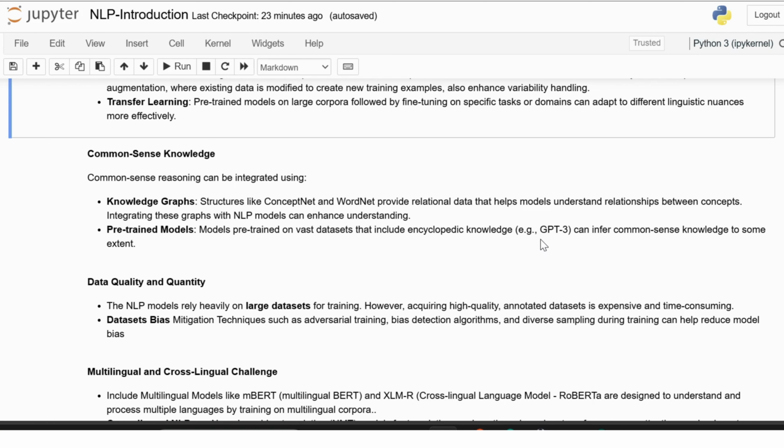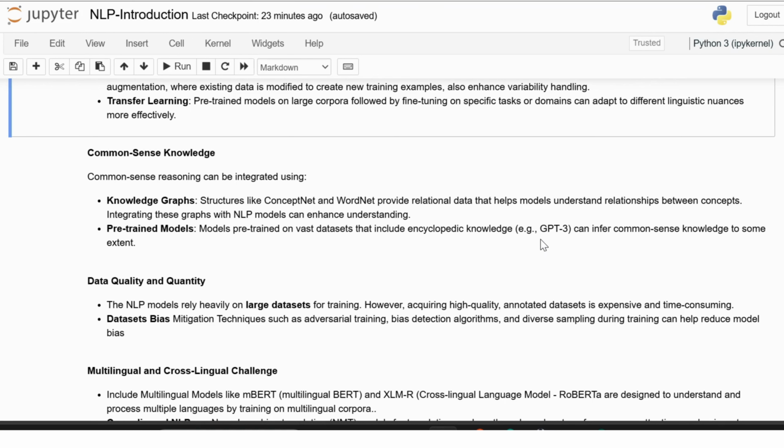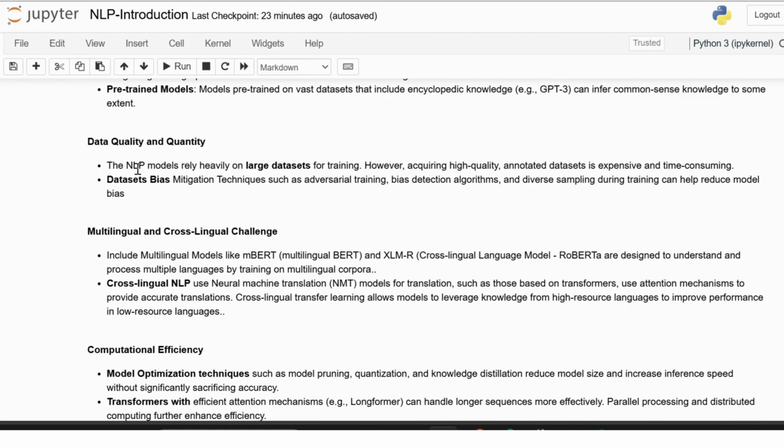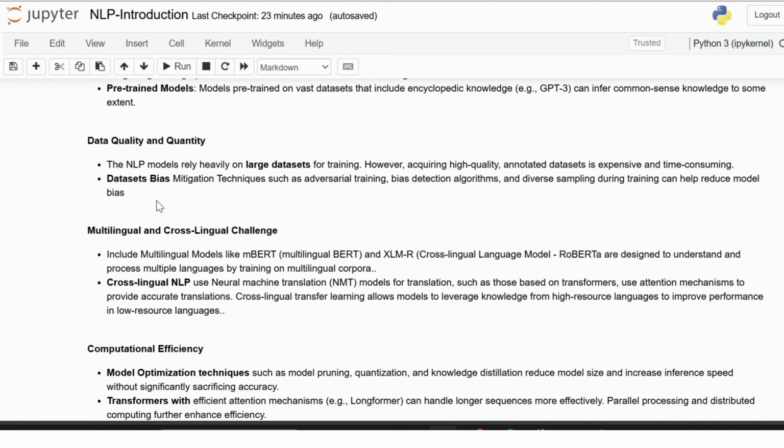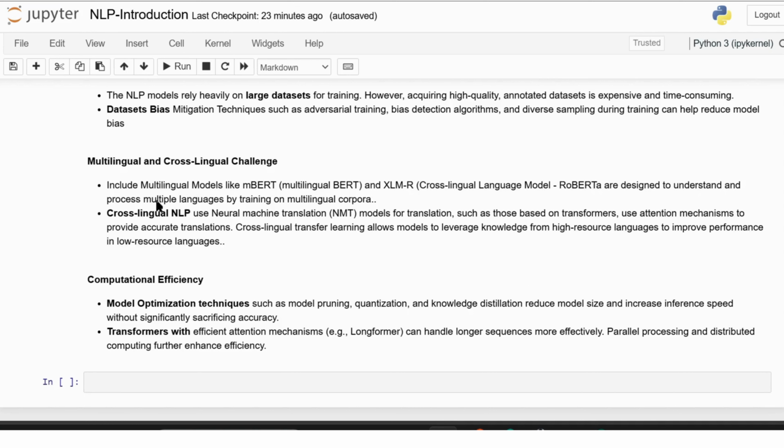You should also be ensuring data quality and mitigating bias. Using data annotation processes involving multiple annotators and consensus methods can improve dataset reliability. And using bias mitigation techniques such as adversarial training, bias detection algorithms, and diverse sampling during training can help reduce model bias. You also need to find a way to address multilingual and cross-lingual challenges.